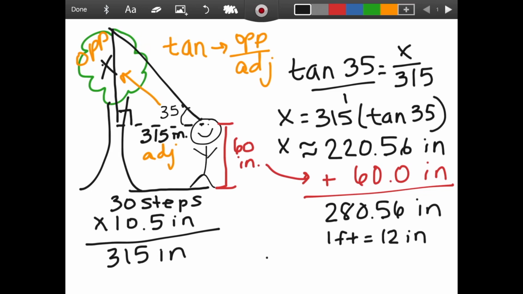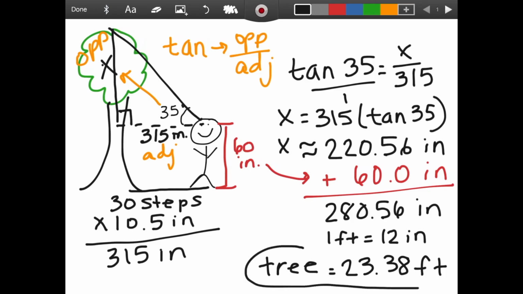That doesn't really tell us a whole lot because we don't really use values like that in inches. So let's convert it to feet. We know our conversion factor is 1 foot equals 12 inches, so we'll divide by 12. And we can then determine that the height of the tree is 23.38 feet.